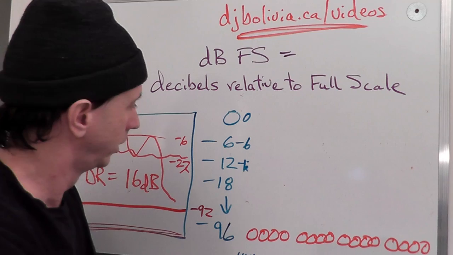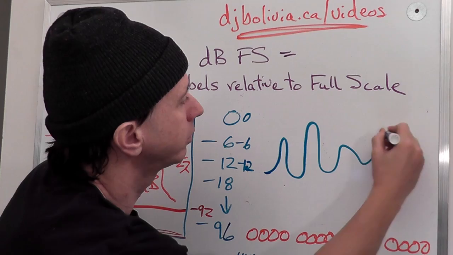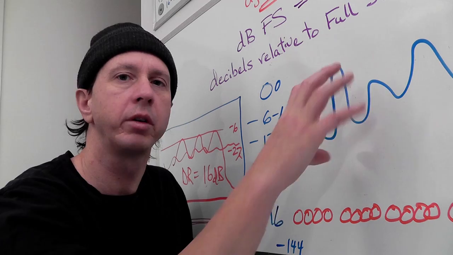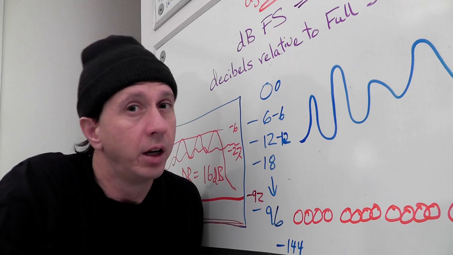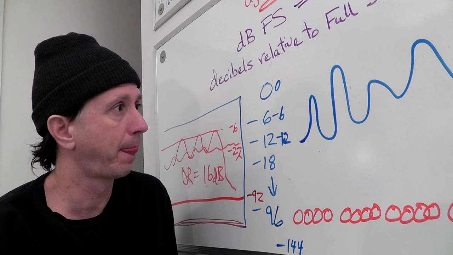What if it's all floating around in this range? Is the signal going to sound any different recorded 24-bit versus 16-bit when it's up in this range? I don't think so. It's exactly the same thing. So why do people say that 24-bit is better?